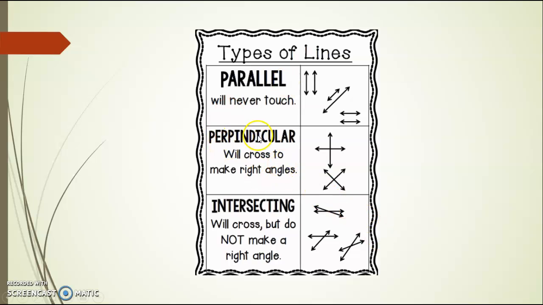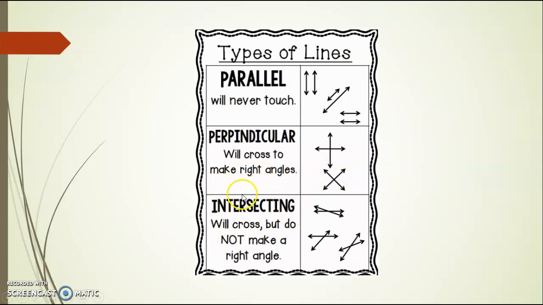However, perpendicular, they're lines that cross each other, but they make a right angle. There are gonna be other lines that touch too, but they won't make a right angle. So perpendiculars make right angles. You can just try and see if you can make the right angle.